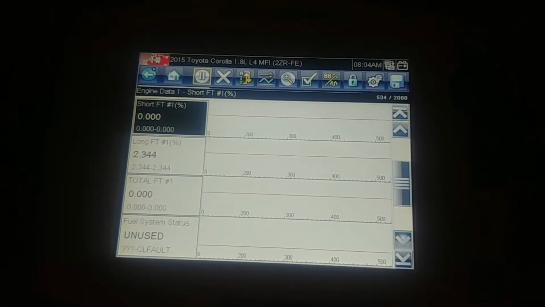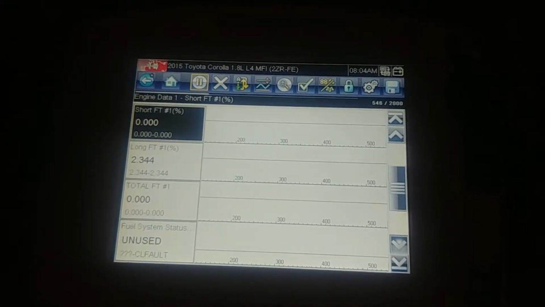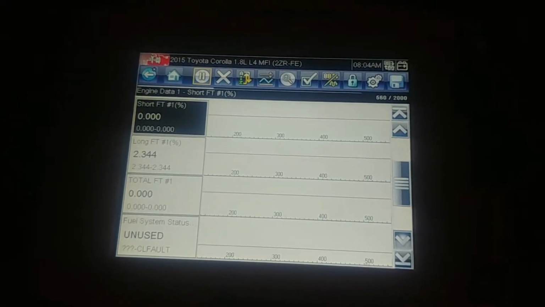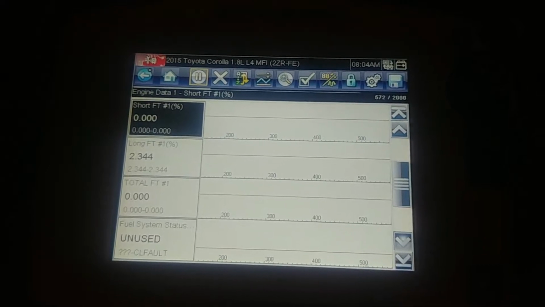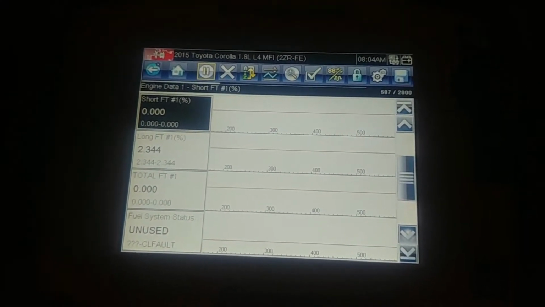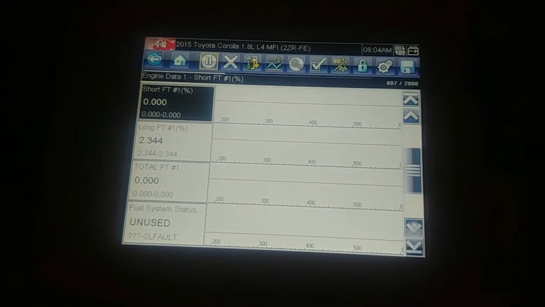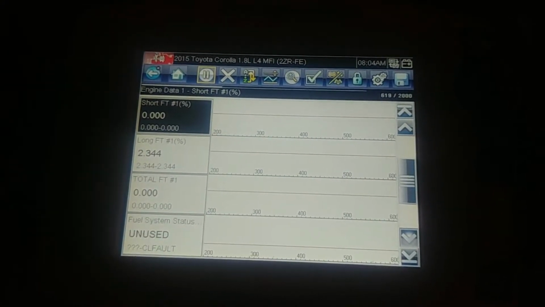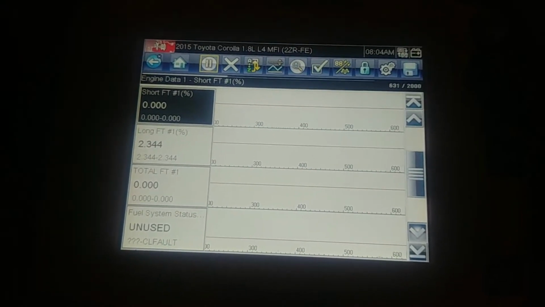What these numbers mean is a positive number means that the computer's having to add extra fuel to reach its target where it wants to be. Negative numbers mean that it's having to take fuel away from the injection pulse to reach its target AFR or RPM. So that's what we're looking at here. Now, with a vacuum leak, what you're going to see is when the engine is idling, the fuel trims are going to be excessive.